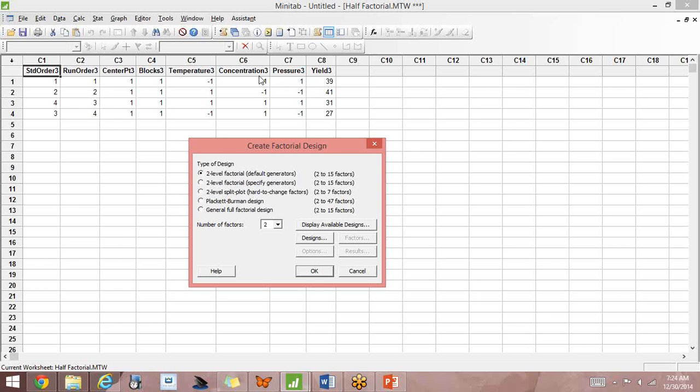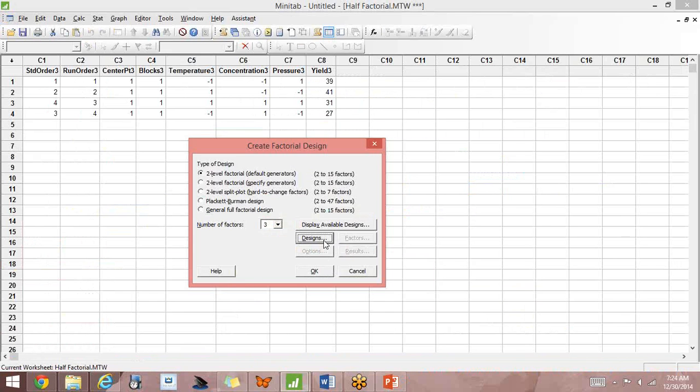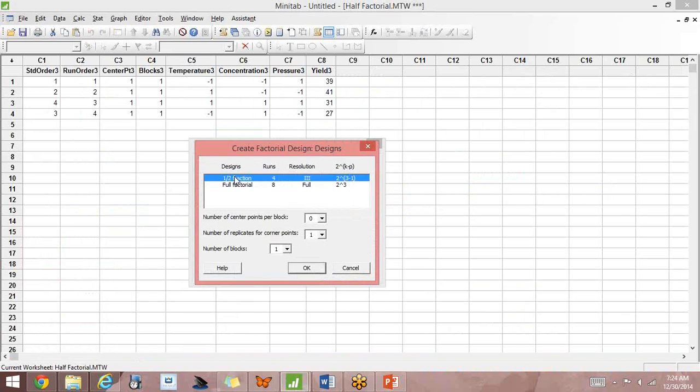So there are three factors, right? Temperature, concentration, pressure. Y is equal to f of x. Y is your yield. X1 is temperature. X2 is concentration. X3 is pressure. So there are three factors. Let me select the three factors. Yeah, that is what is selected here. Specify the number of factors you have selected for the study. Then you click on Designs, and you select which factorial you want to run. Do you want to run a half fractional factorial or a full factorial design? That you need to decide.